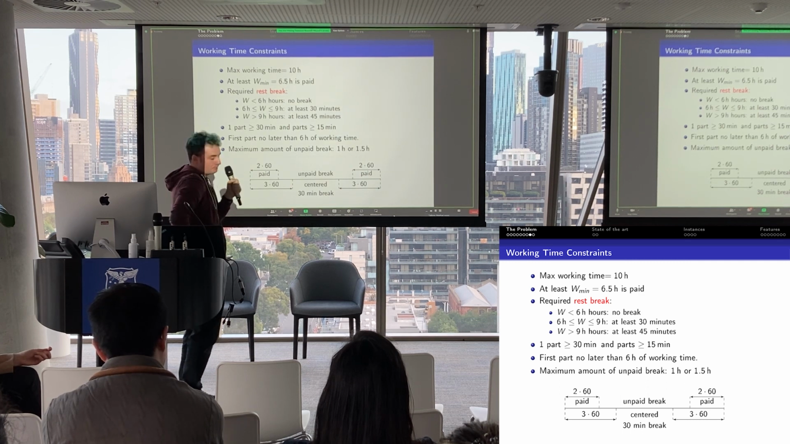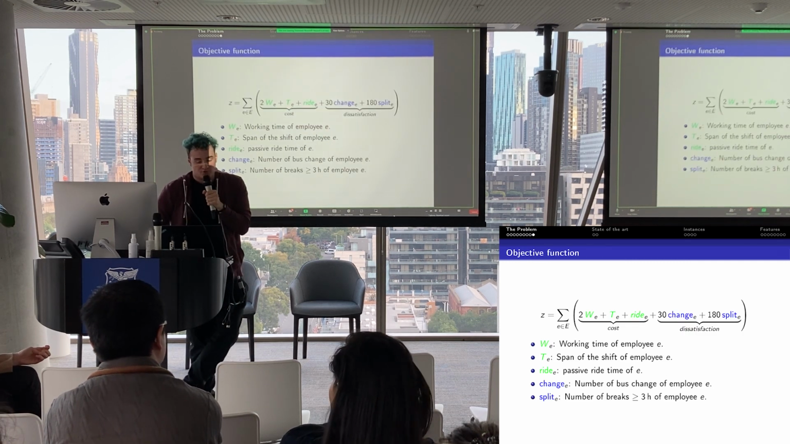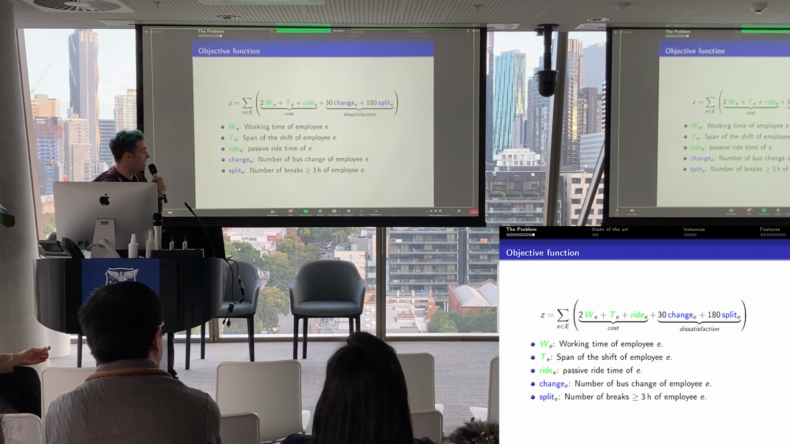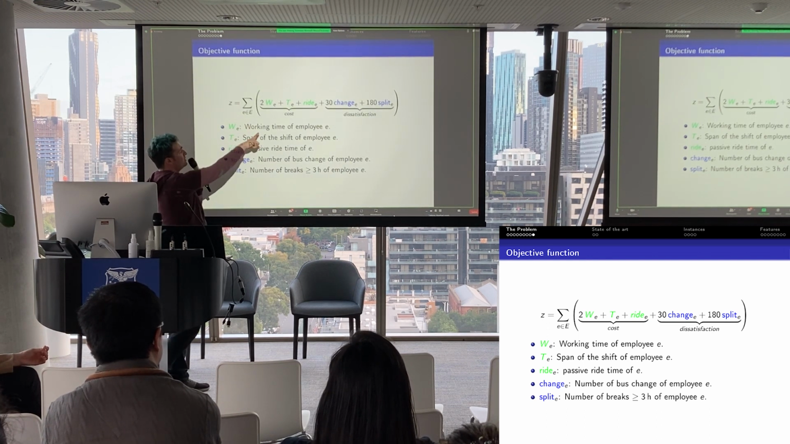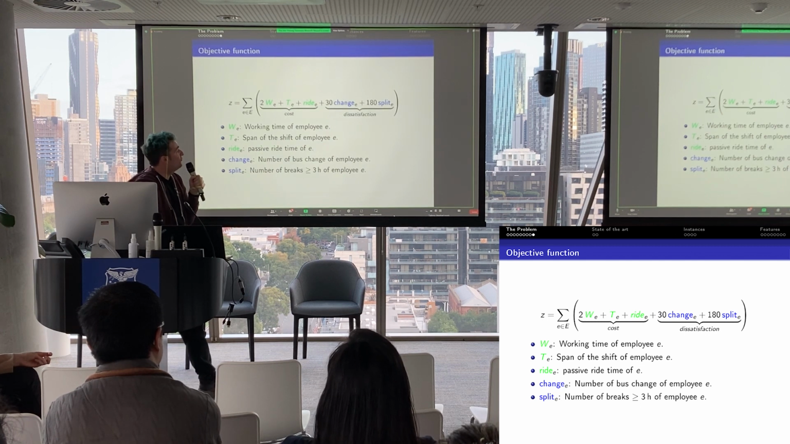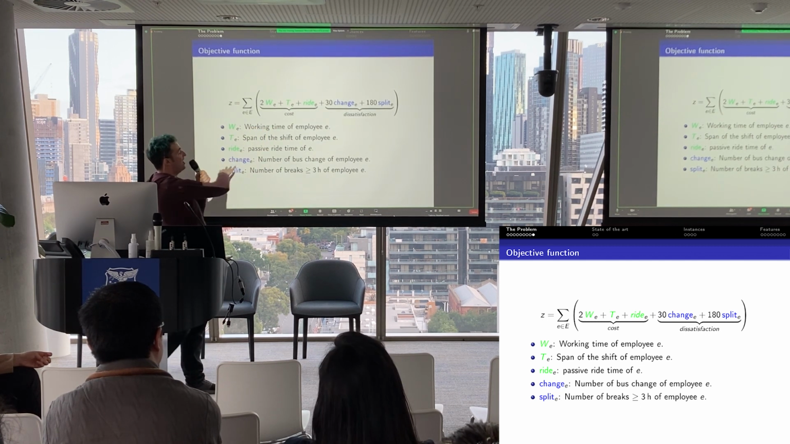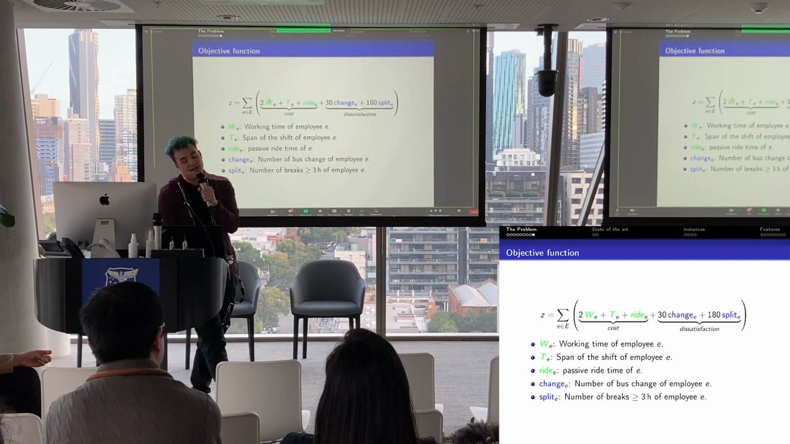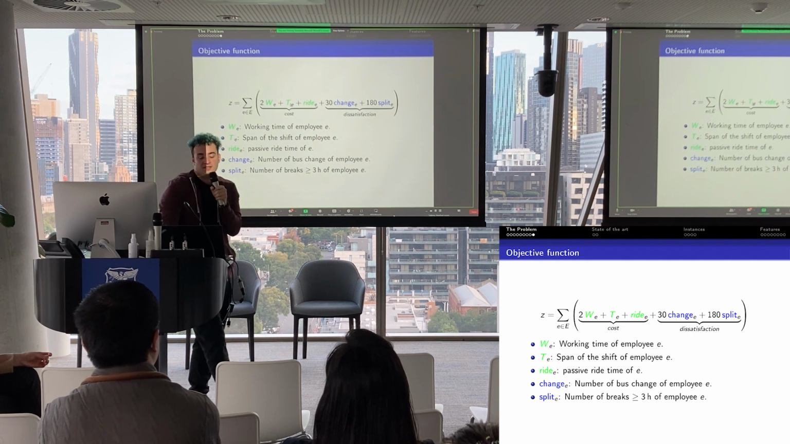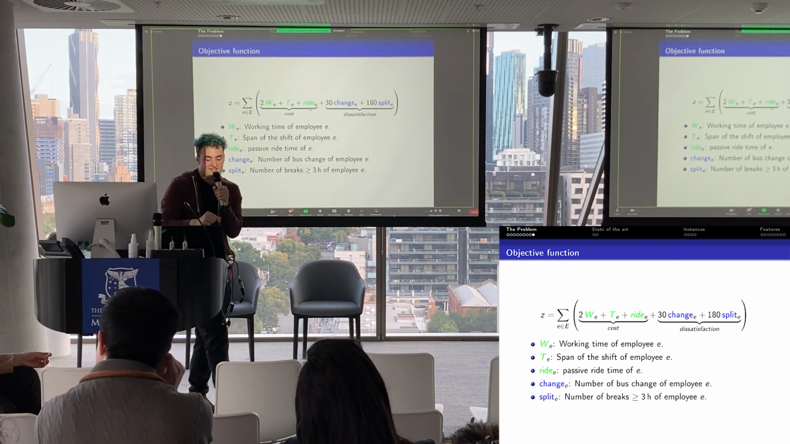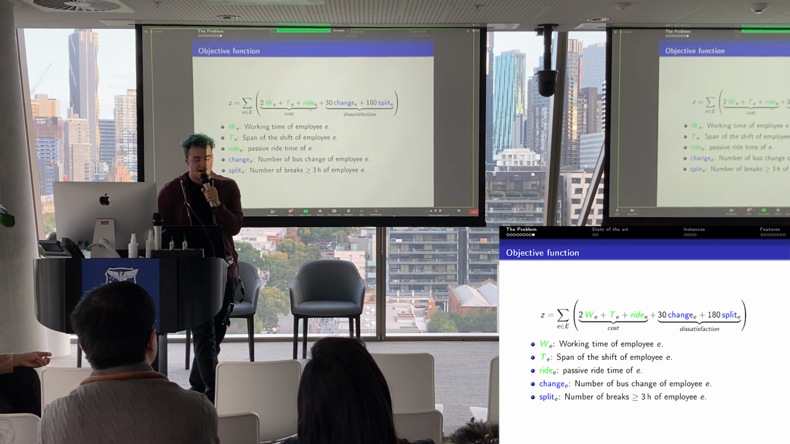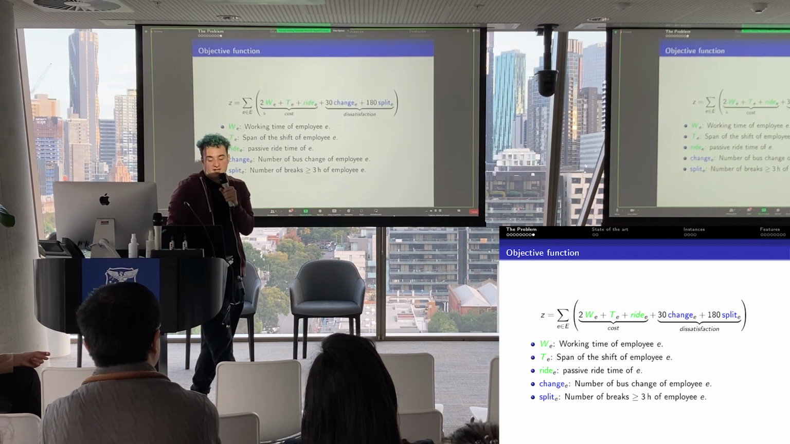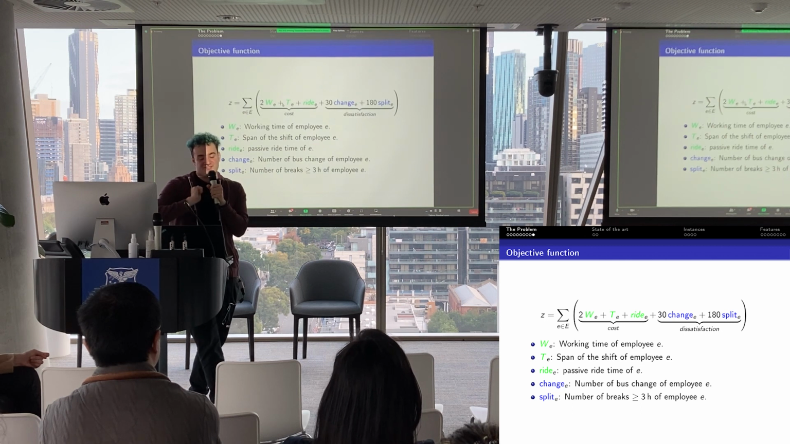And yeah. So regarding the objective function value, we have this sum. It's a sum over all the employees, all the bus drivers, of 5 things. 3 of these things are related to time. So we have the amount of time that is paid to each employee. Then we have the total time, so the span of the shift between the very beginning and the very end. Then we have the passive ride time, so the time that an employee is riding as a passenger. And these are the costs that the company wants to minimize.